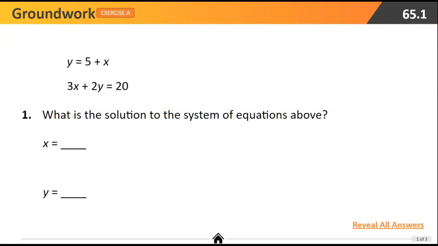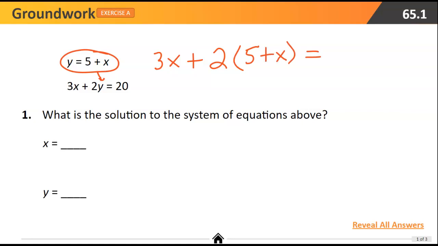For this particular example, if we're going to solve this system of equations, because one of the equations is solved for the letter y, we can substitute that in where there is a y. So this is actually going to be 3x plus 2. Now, instead of writing y, we're going to write this expression that has only x. So we have one letter to solve for. 5 plus x is equal to 20.